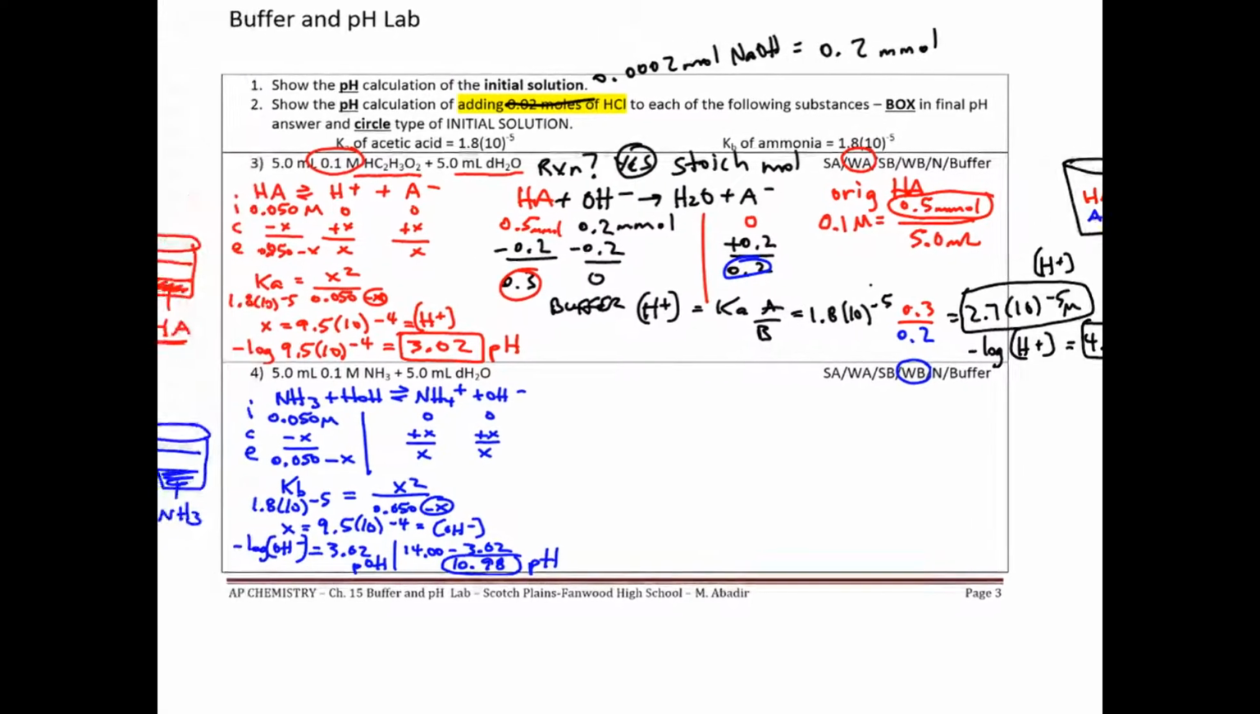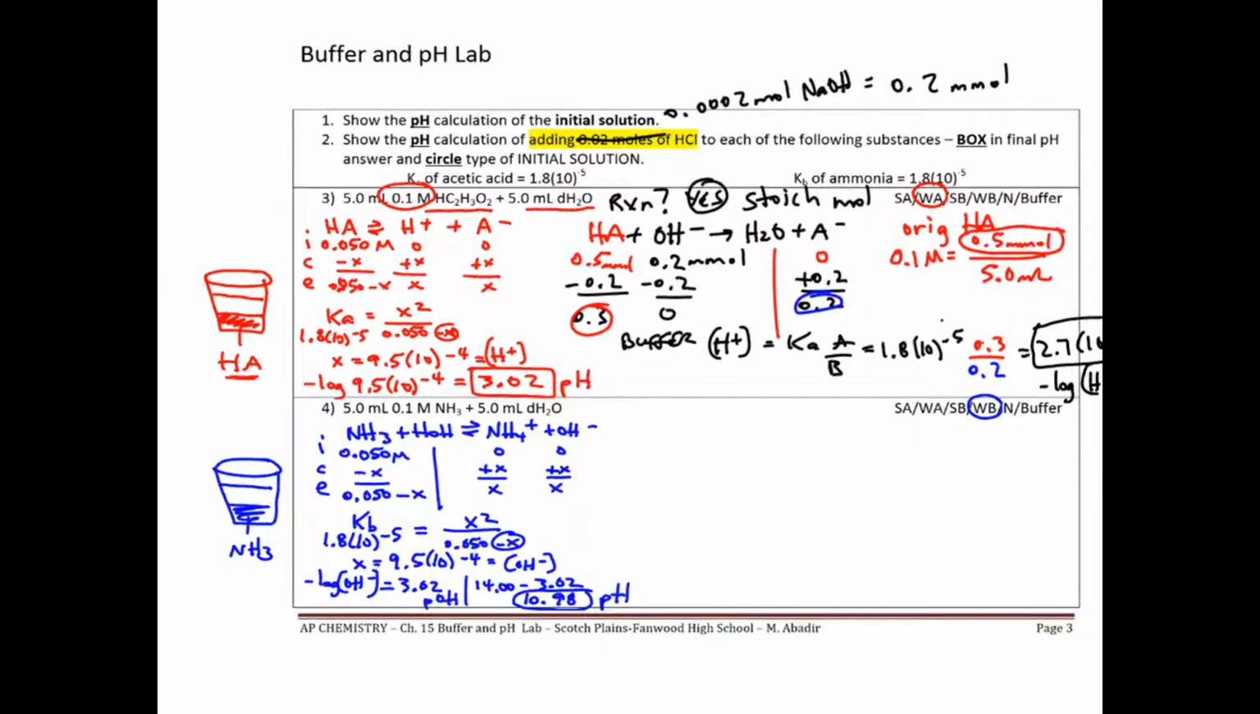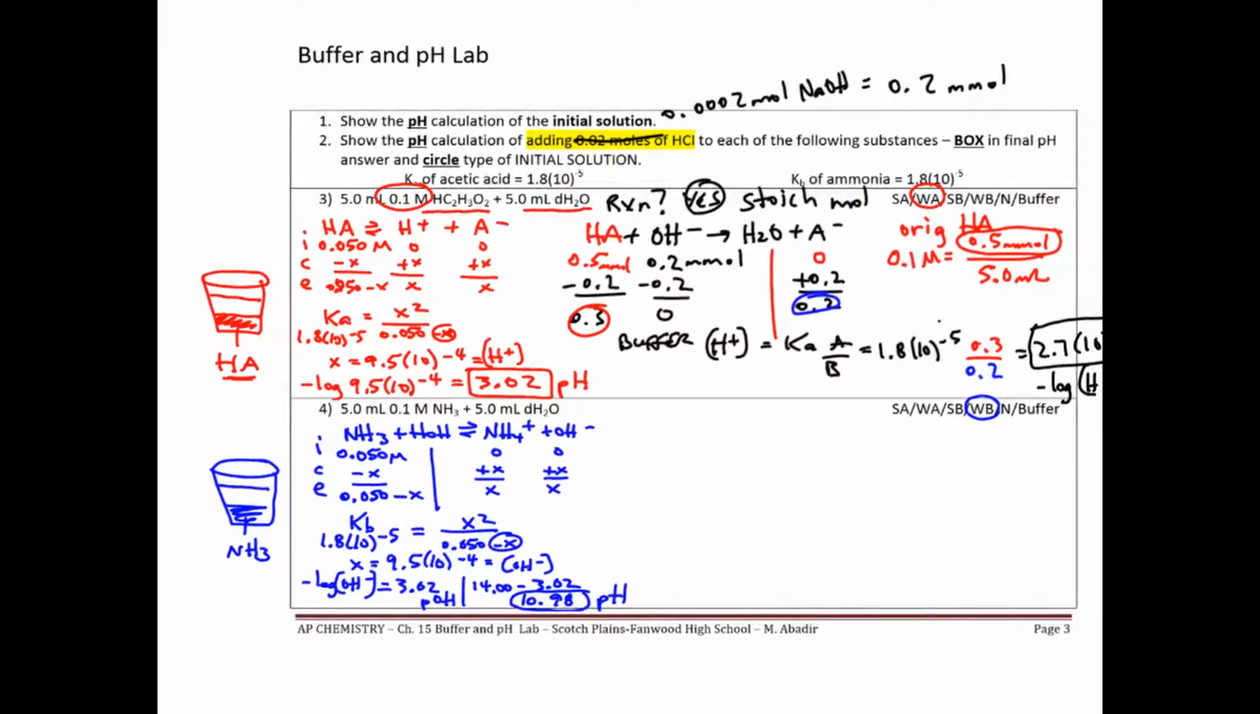Now we're going to move on to the second example right here. Of course, this was adding OH minus into this. Now we're going to add OH minus into that. First question, is there a reaction? The answer is no, because they're both bases. So what do I have? I have a strong base plus a weak base. When that happens, I only care about the strong base.